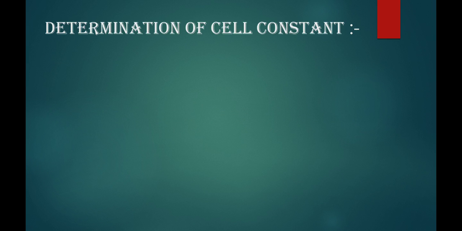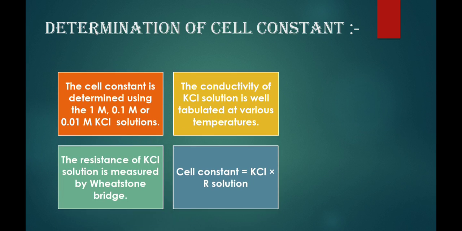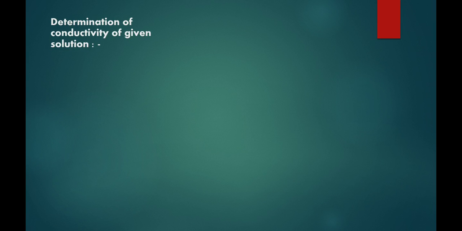See here, determination of cell constant. How to calculate this cell constant? The cell constant is determined using 1 molar, 0.1 molar or 0.01 molar KCl solution. The conductivity of KCl solution is well tabulated at various temperatures. The resistance of the KCl solution is measured with the help of a Wheatstone bridge, and cell constant is equal to K of KCl into R of the solution. By using this formula we can calculate it with the help of the Wheatstone bridge.